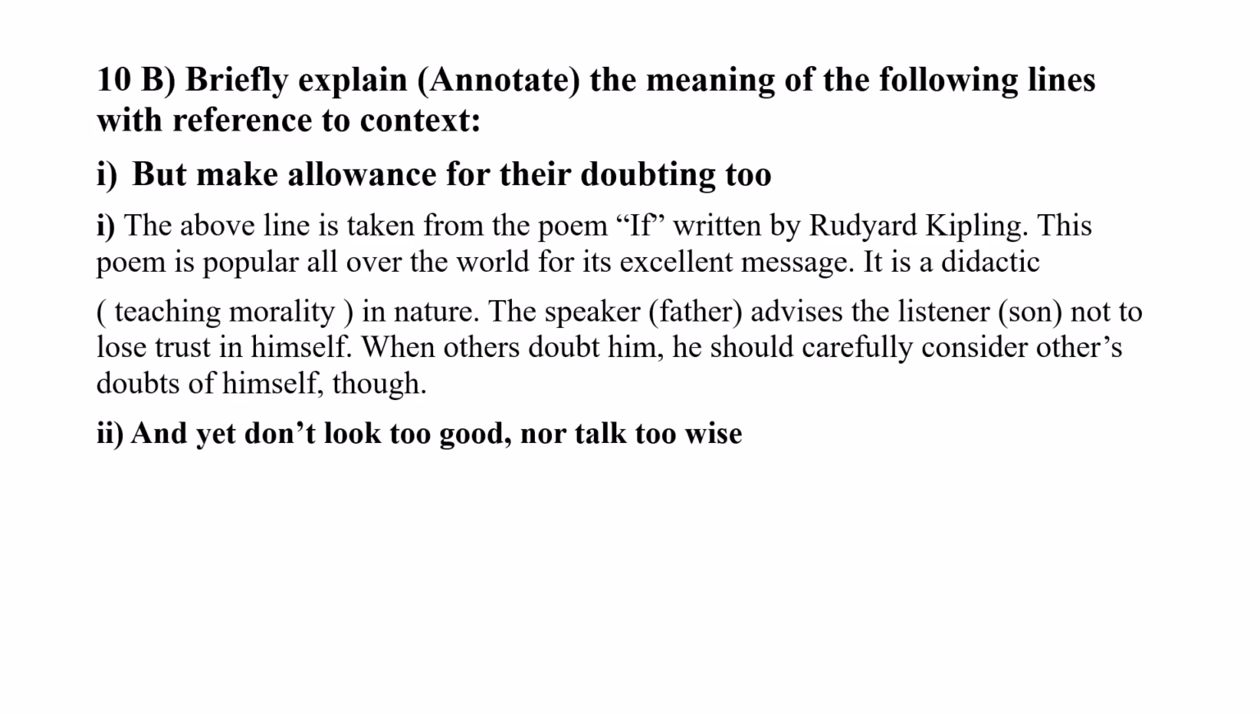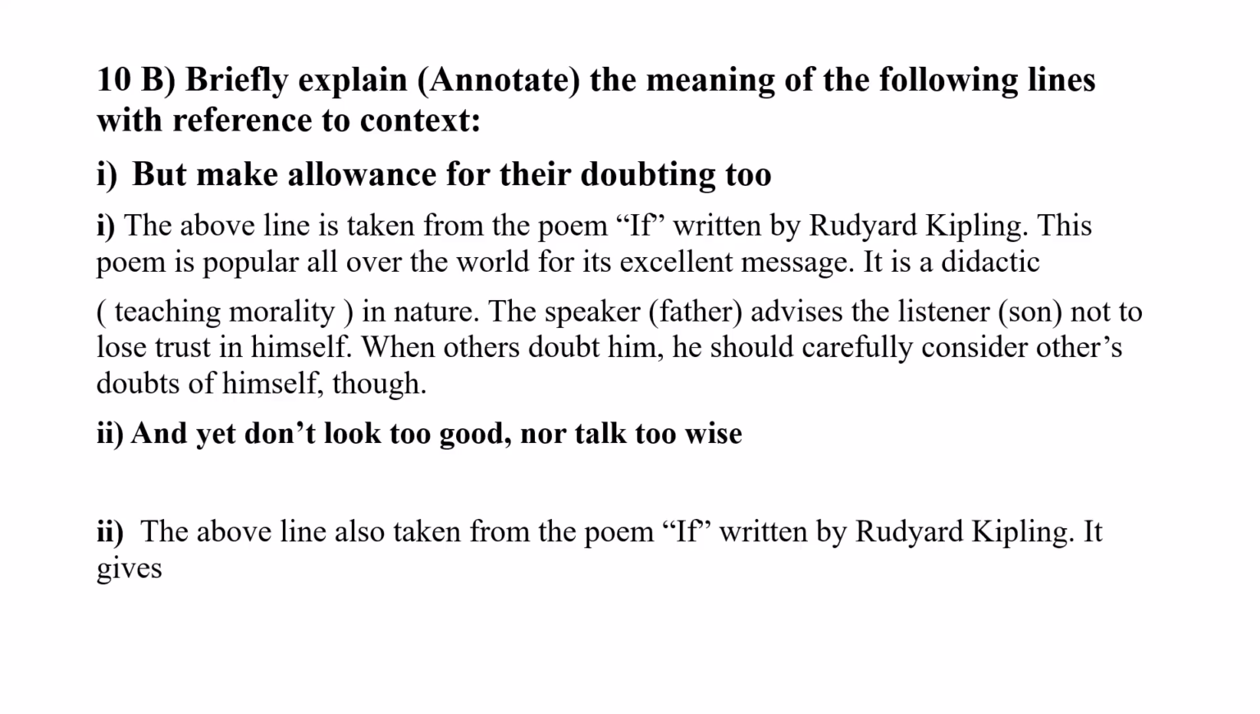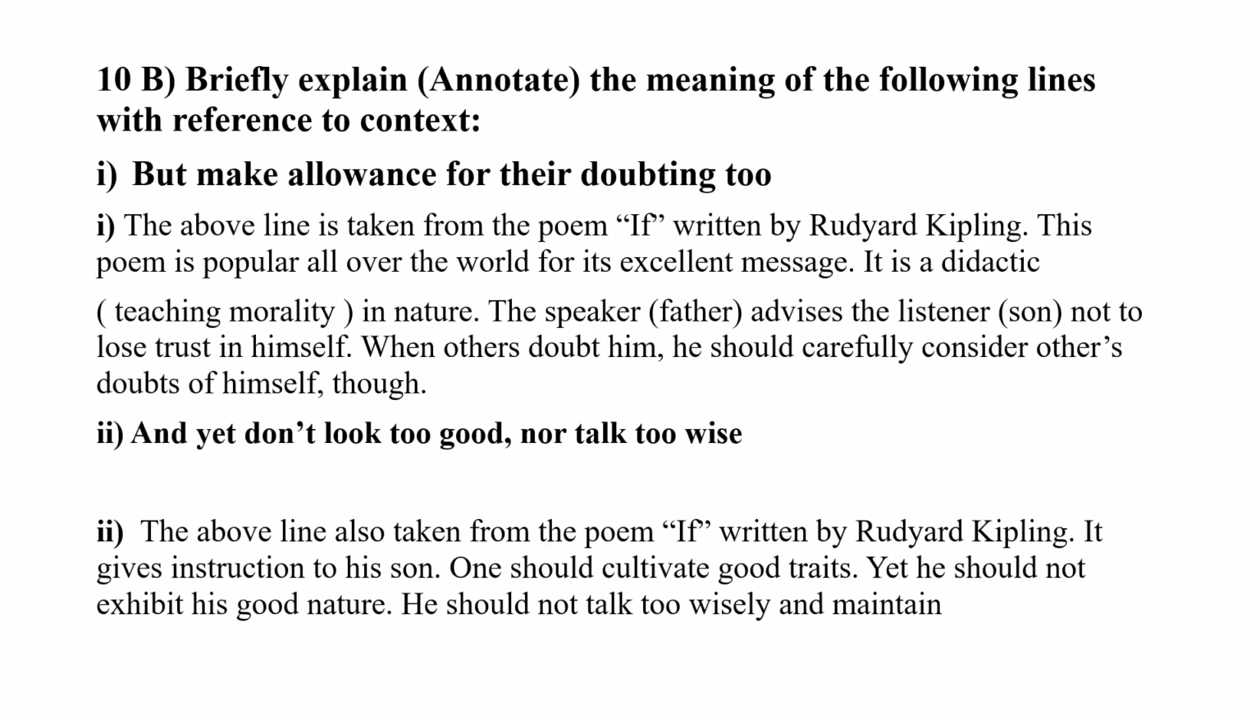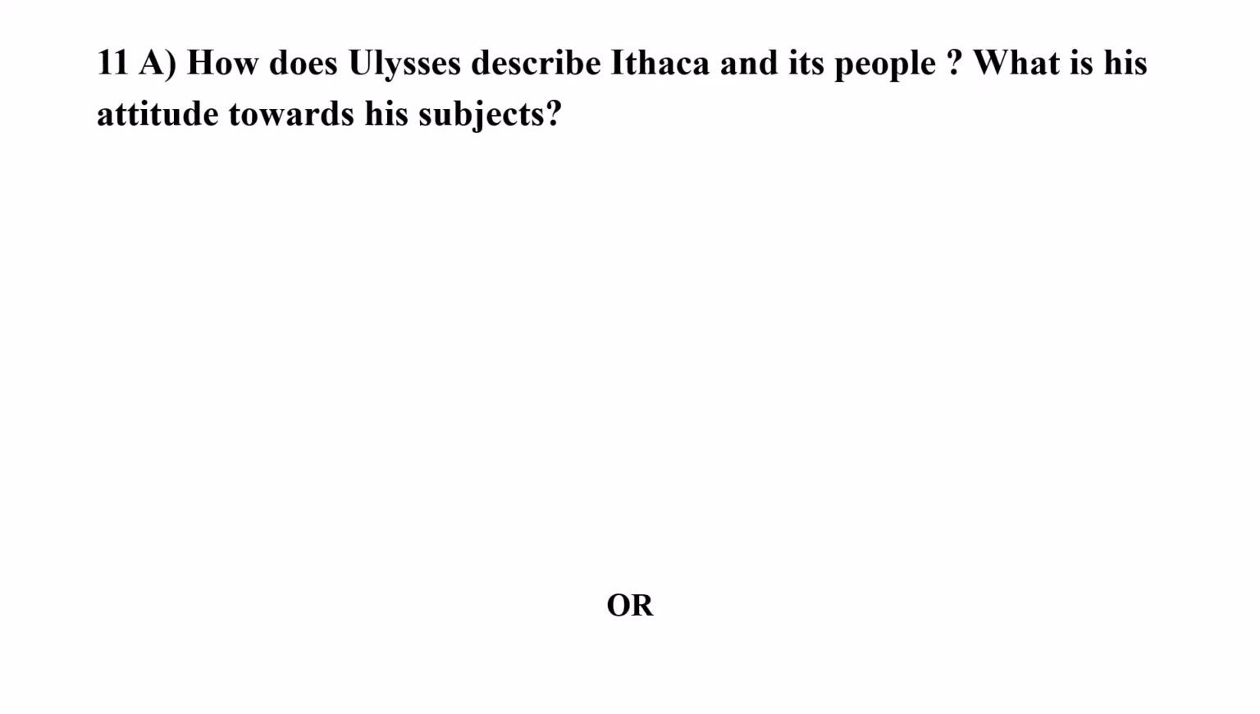Second line, and yet don't look too good, not too wise. So remember this line? So the above line also is taken from the poem If, written by Rudyard Kipling. It gives instruction to his son. One should cultivate good traits or good habits, yet he should not exhibit his good nature. He should not talk too wisely and maintain low personality. This is the advice given by the poet to his son.